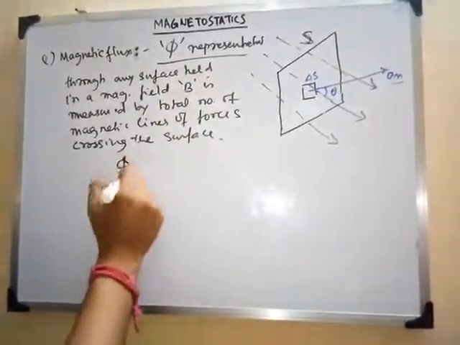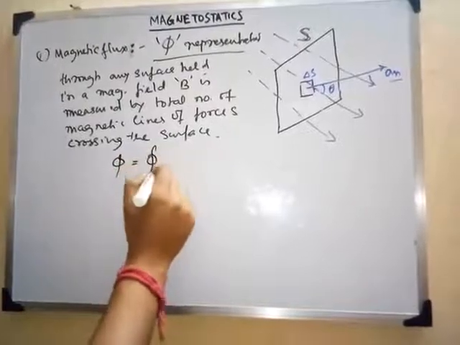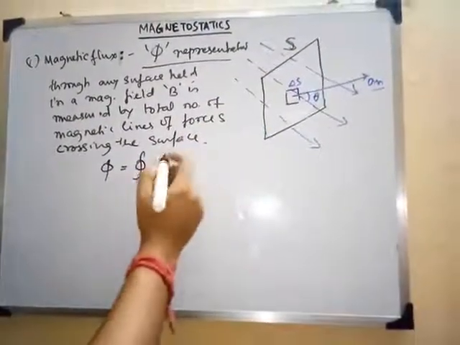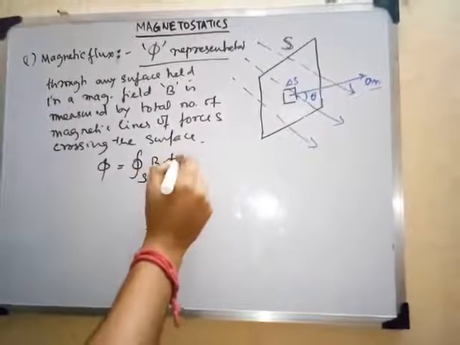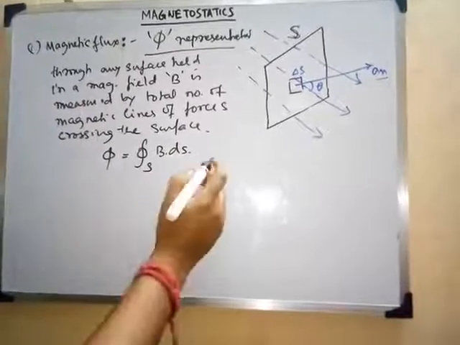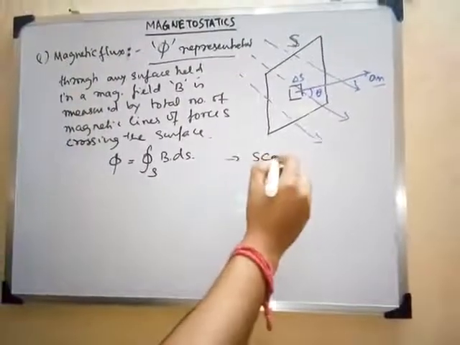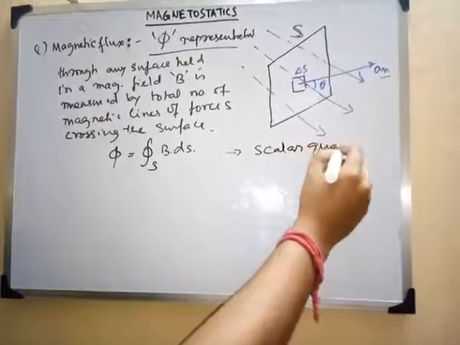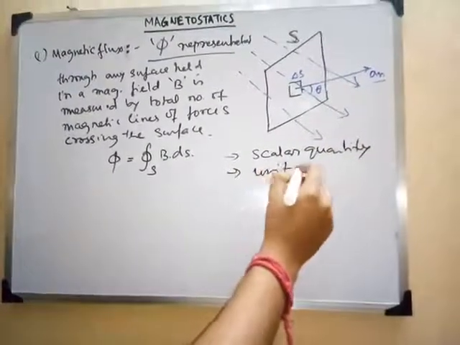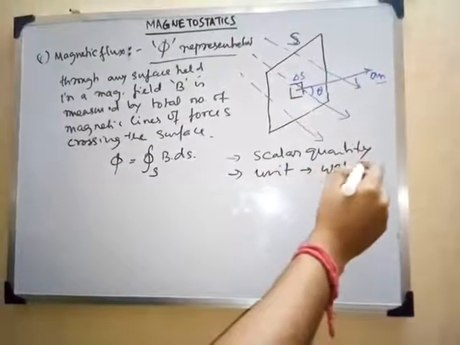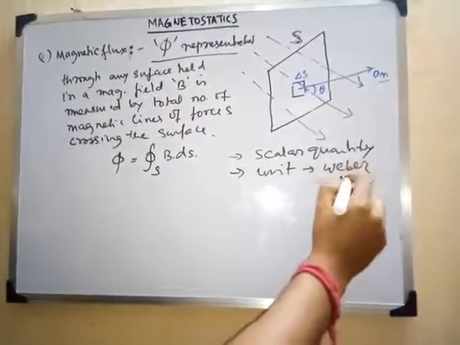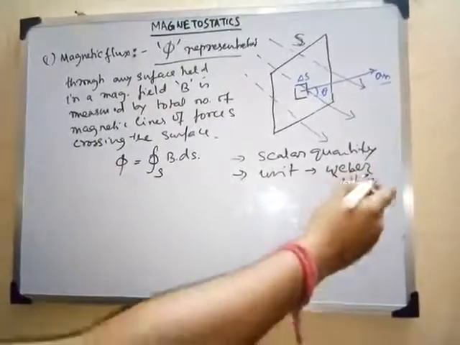So we can find the overall magnetic flux for any surface like this by expressing phi equals the closed surface integral of B dS, since this is a closed surface. This is the expression for magnetic flux. Also remember it is a scalar quantity, and the unit of magnetic flux is the Weber, or in short, sometimes written as Wb.